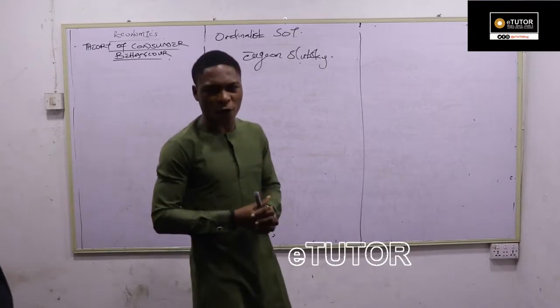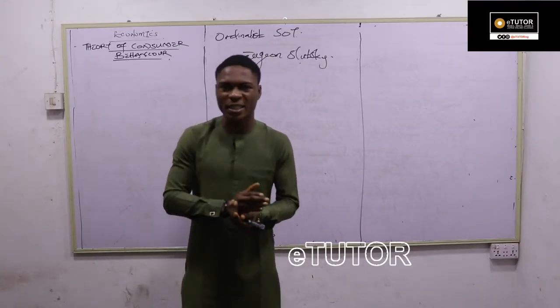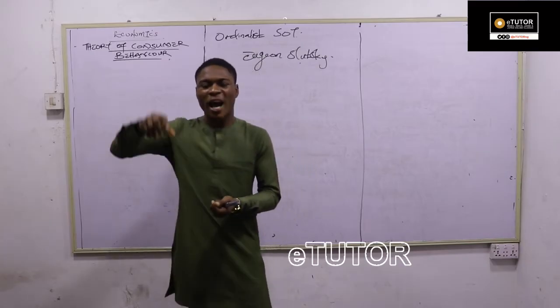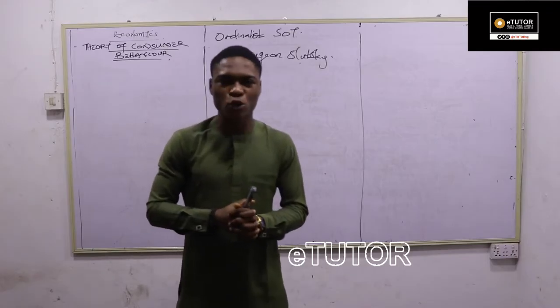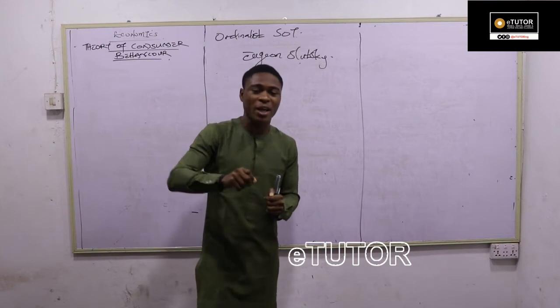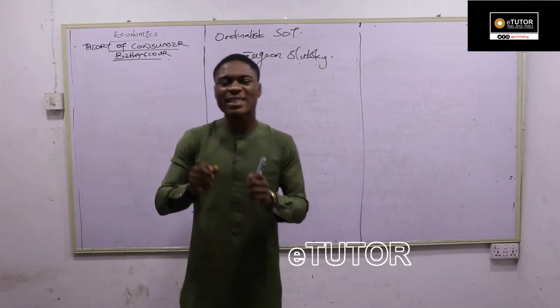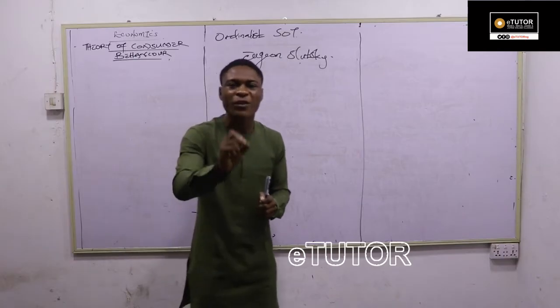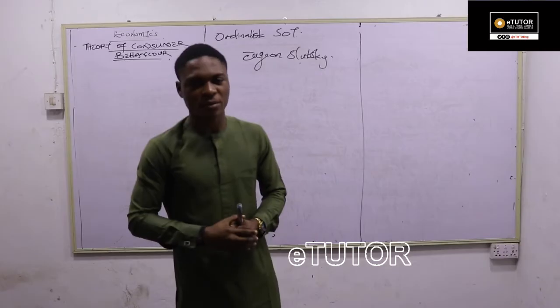The ordinalist school of thought is based on the principle that utility cannot be measured. They countered the assumption, or let me just say the hypothesis, of the cardinalist schools of thought. They said utility cannot be measured, rather it can only be ranked. How can we rank utility? It can be ranked using what we call indifference curve theory. What did I say? Indifference curve theory.